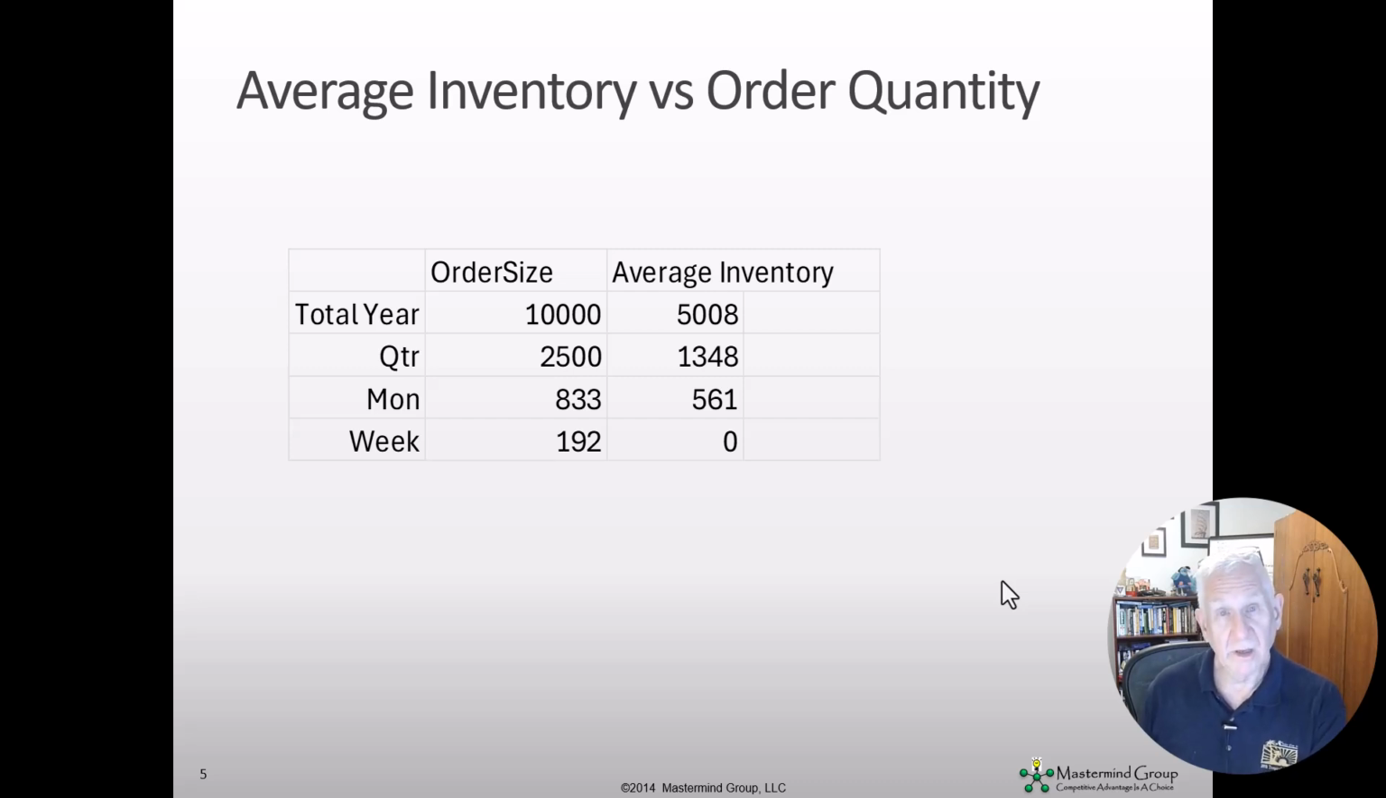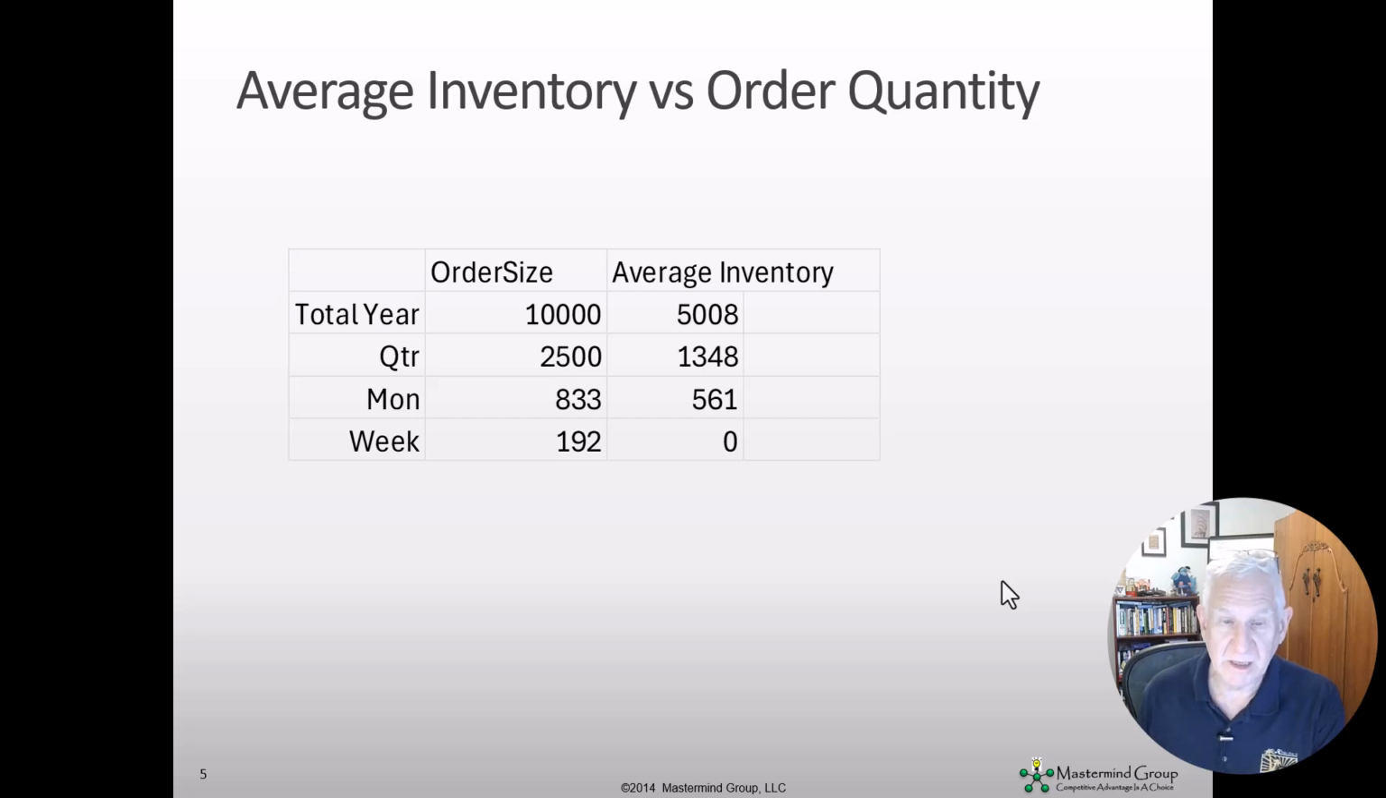In contrast, the quarterly example would be 2,500 units, which means every quarter we would get a restock, and that would result in something around 1,350 in terms of average inventory. Now, if we break it down to monthly pictures, then we have an 833 number, and our average is about 560. And if we take it all the way down to weekly averages, we have about 192 units per week. And assuming we are going to use up that weekly quantity, then we're going to start and end with zero. So arithmetically, we get a zero average.